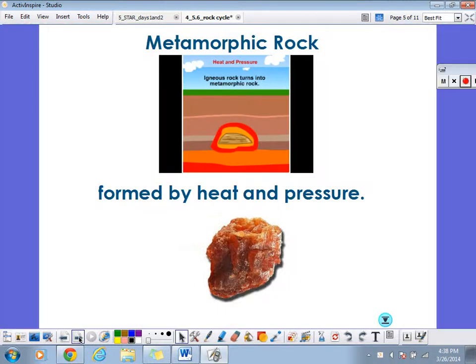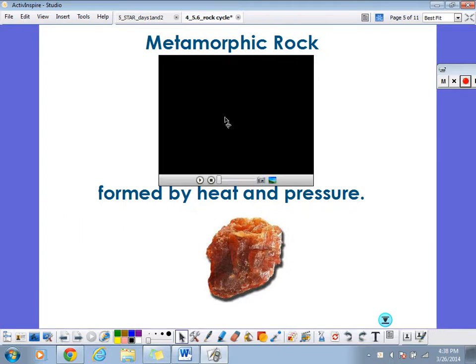Okay, let's go on to our second type of rock. The second type of rock we have is metamorphic rock. And metamorphic rock is formed by heat and pressure. So what does that mean? Let's watch this animation to find out.